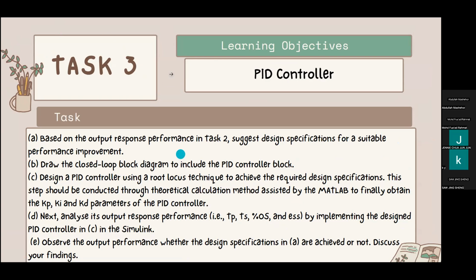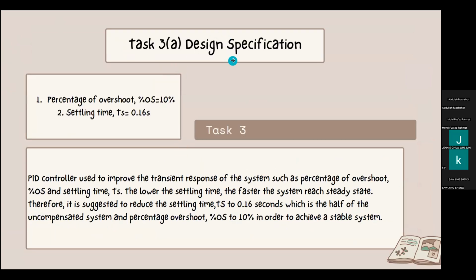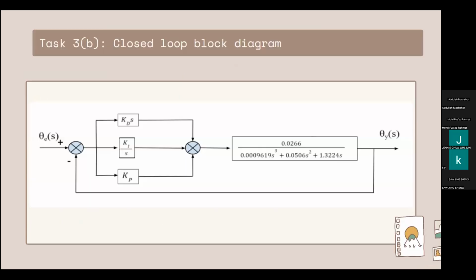For the first part is the design specification, in which we want to reduce the percentage of overshoot from 41.4% to 10%. And the settling time will be reduced by half, from 0.32 seconds to 0.16 seconds. The lower the settling time, the faster the system will reach the steady state and achieve a stable system. Plus, this one is a block diagram for the closed loop system.